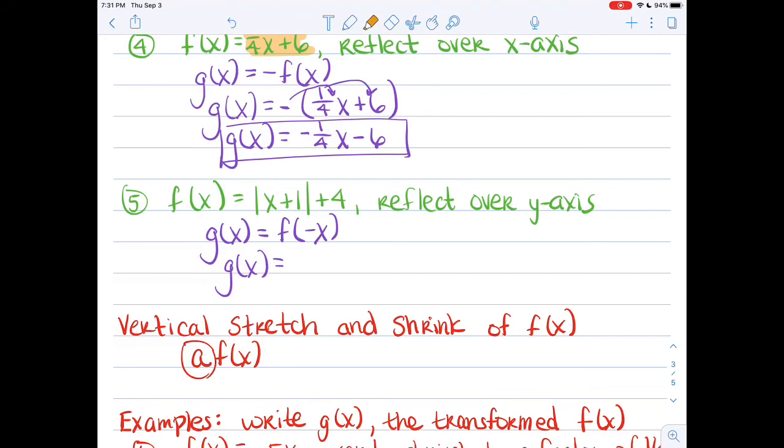My original function, the x is here, so now I'm going to just simply write negative x instead. So I'm going to have the absolute value of negative x plus 1, close the absolute value, plus 4. Remember, horizontal transformations only affect x itself.